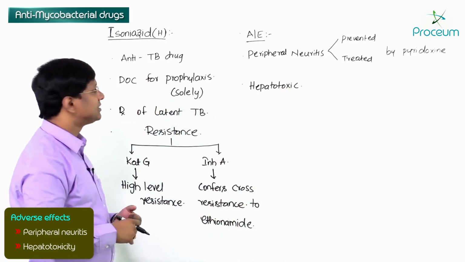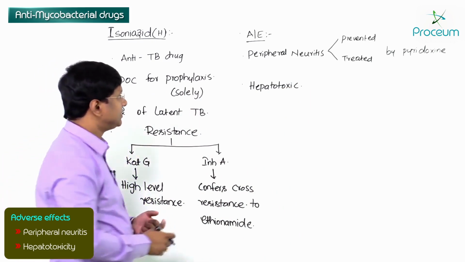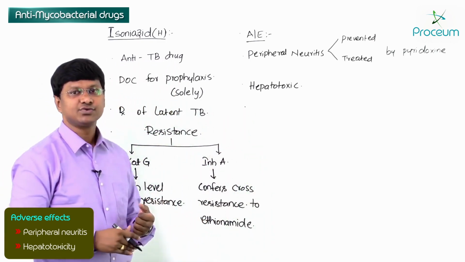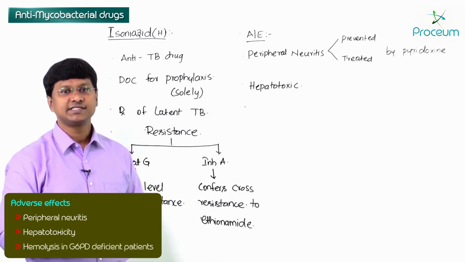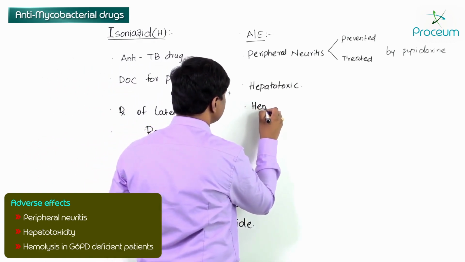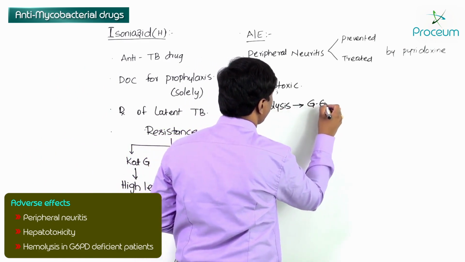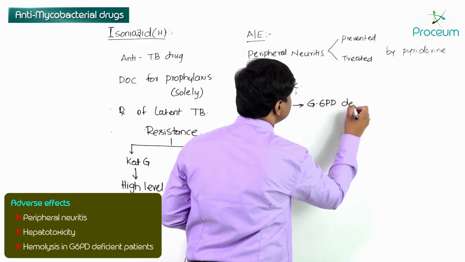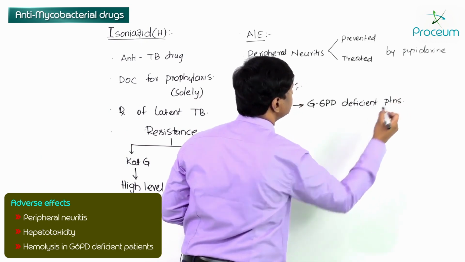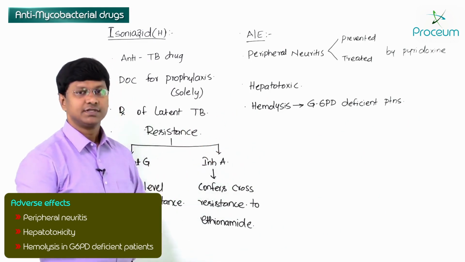Remember, isoniazid is also a hepatotoxic drug. Another important point is that apart from hepatotoxicity, isoniazid can also cause hemolysis in G6PD deficient patients. Next, another important adverse effect is this hemolysis.